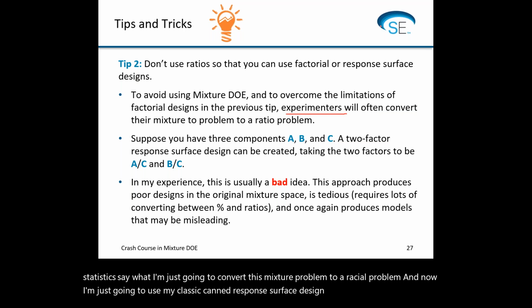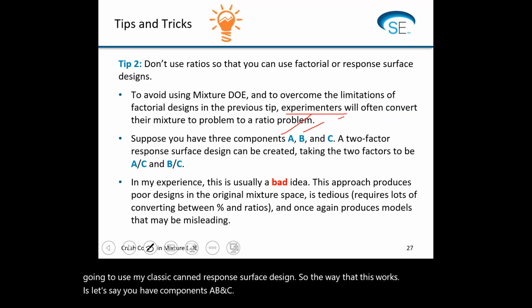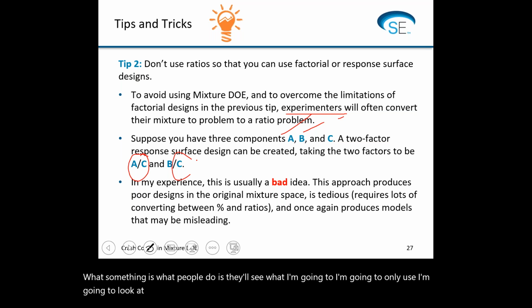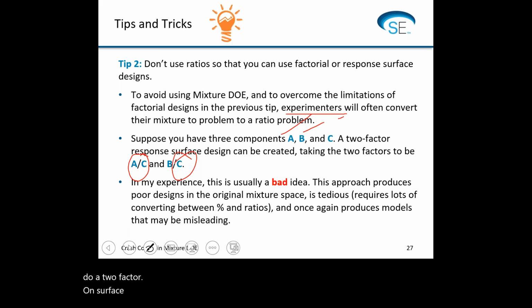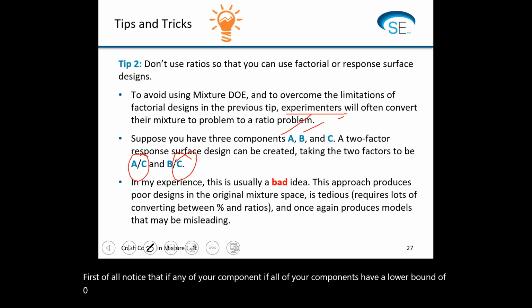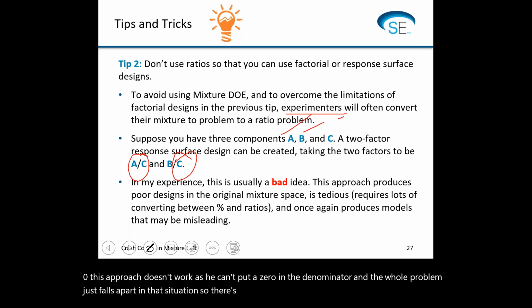The way this works is, let's say you have components A, B, and C. Sometimes people say, I'm going to look at the ratio of A to C and the ratio of B to C, and do a 2-factor response surface design, and I'll be free and clear. First of all, notice that if all of your components have a lower bound of 0, this approach doesn't work, because you can't put a 0 in the denominator, and the whole problem falls apart. So that's one reason why you shouldn't do it.